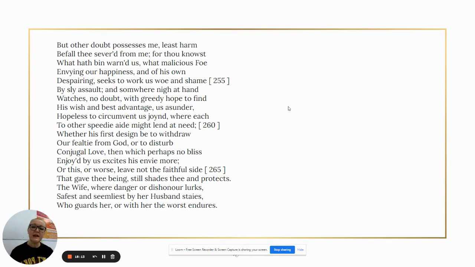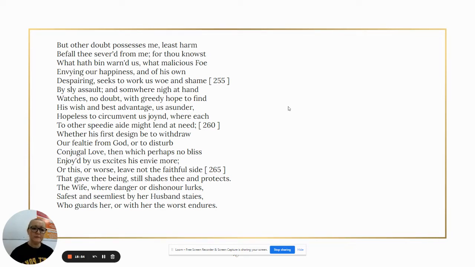So it's better if we work near one another so that we can lend each other help if we need it. We don't know what his purposes are, this malicious foe, whether it's to withdraw our fealty from God or to disturb conjugal love, than which perhaps no bliss enjoyed by us excites his envy more. Conjugal love, meaning physical love, perhaps even going so far as to mean sex, this malicious foe is incredibly envious of the physical side of our relationship.